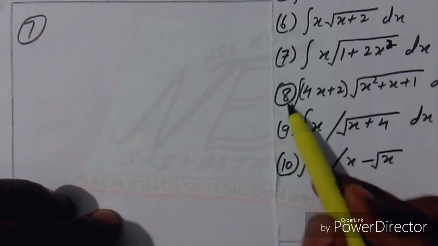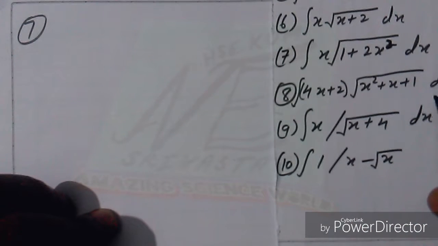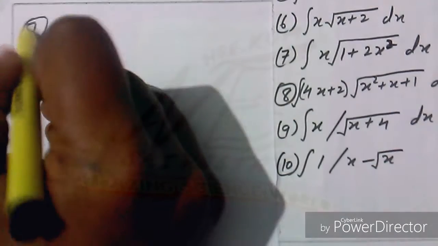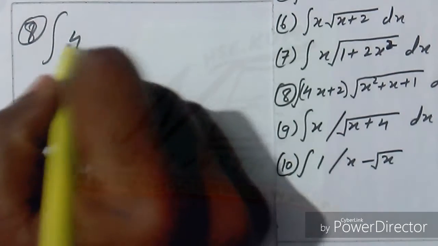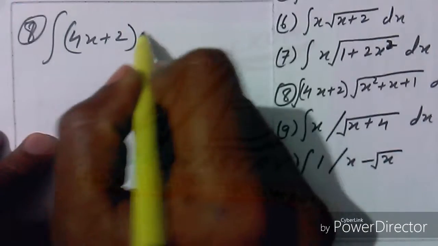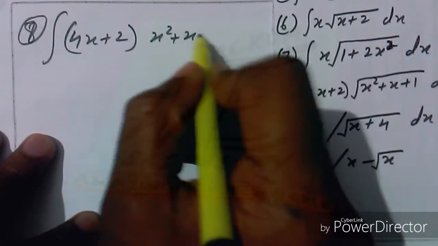Now we come to the next question, that is the 8th question, the integration of (4x plus 2) under root (x square plus x plus 1) dx. It also somewhat matches the 7th or 6th question, but I will explain how we integrate it. That is (4x plus 2) over the root of (x square plus x plus 1), dx.